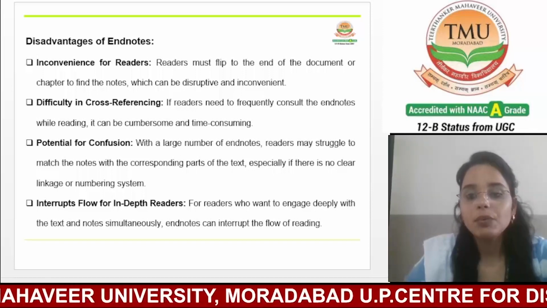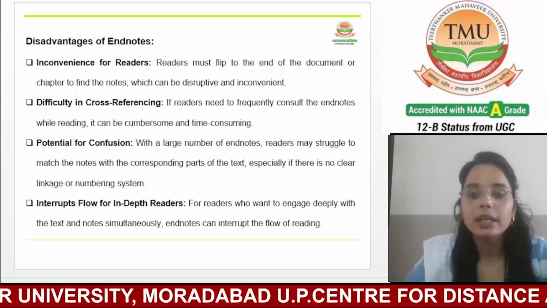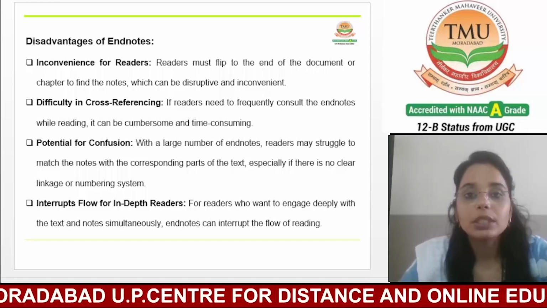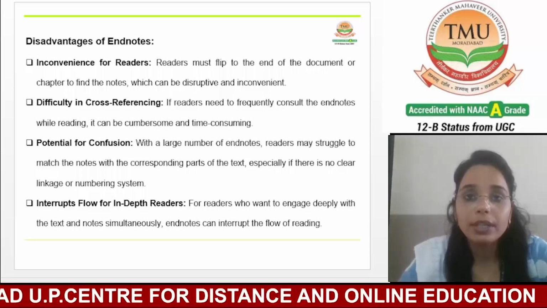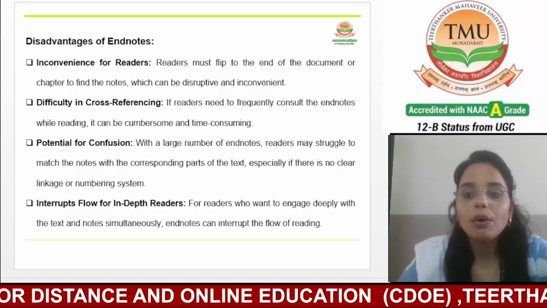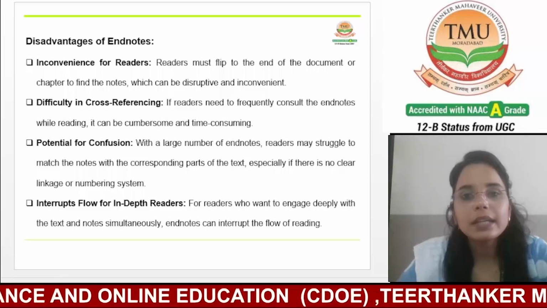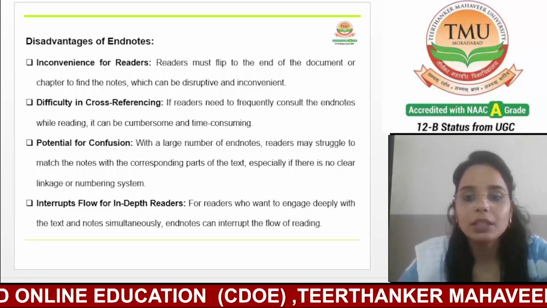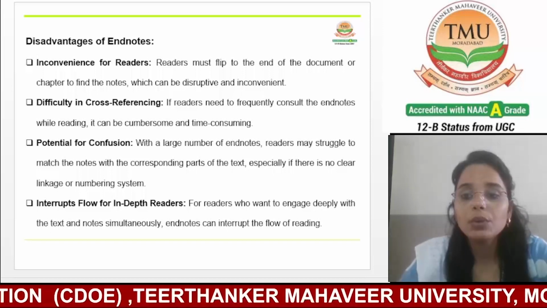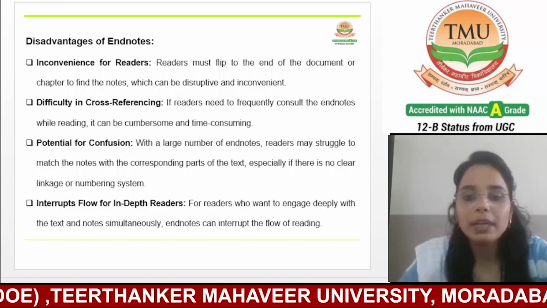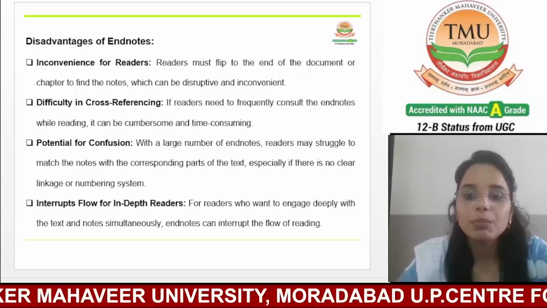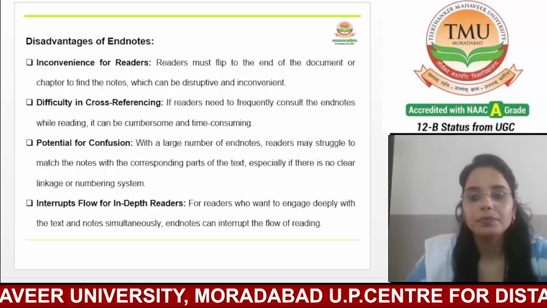Now, the second one is difficulty in cross-referencing. If we talk about difficulty in cross-referencing, that means if readers need to refer to the EndNotes often while reading, it can become time-consuming and frustrating. They have to constantly go back and forth between the main text and EndNotes, which can slow down their reading and make it more difficult to follow along.